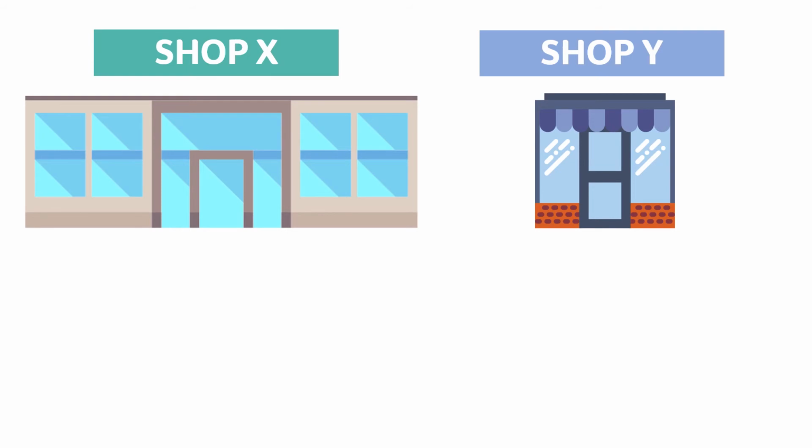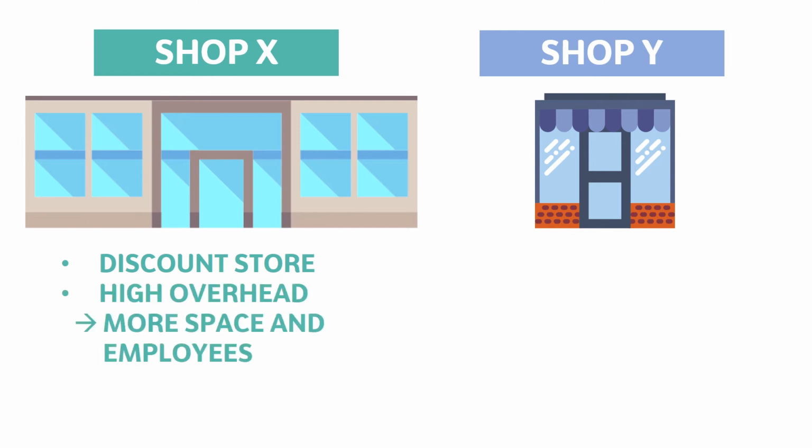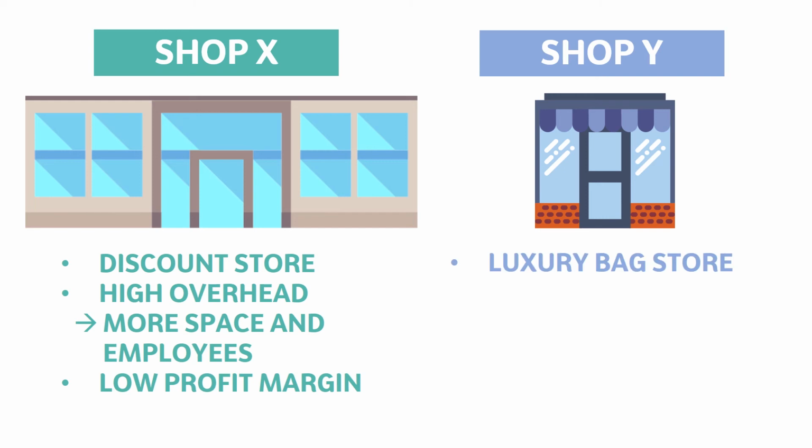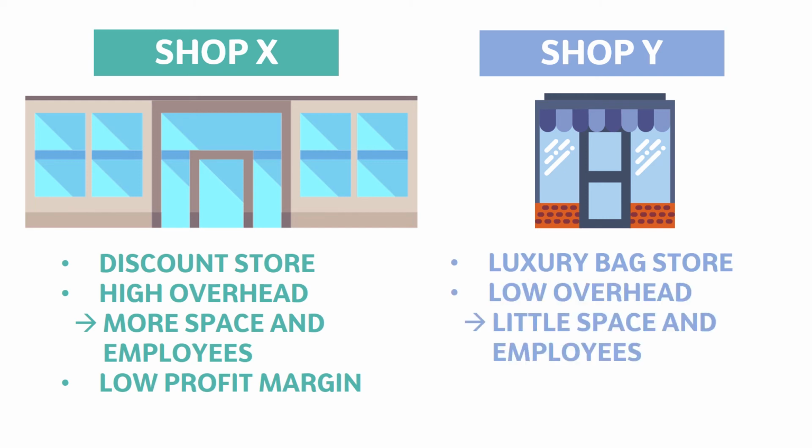Shop X is a discount store that sells products at prices lower than other retail outlets. Shop X has a high overhead because it needs to have more shop space and more employees to sell more products. Due to its high expenditure, Shop X has a low profit margin. Across the street, we have Shop Y, a shop that sells luxury handbags. It has relatively low overhead because it has a small shop space and only 2 employees to sell its luxury handbags. Because of its modest expenditure, Shop Y has a relatively high profit margin.